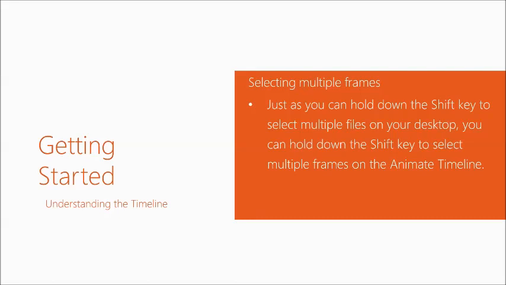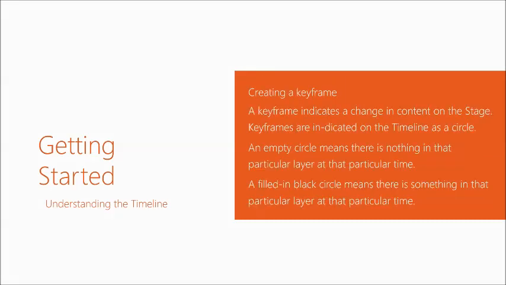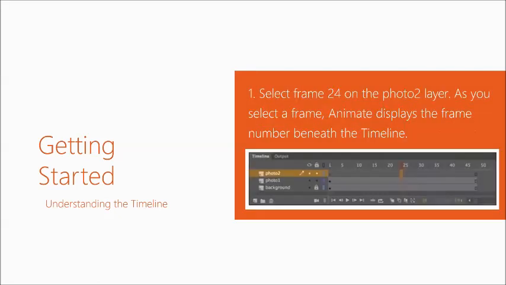Just as you can hold down the Shift key to select multiple files on your desktop, you can hold down the Shift key to select multiple frames on the Animate timeline. And creating a keyframe: a keyframe indicates a change in content on the stage. Keyframes are indicated on the timeline as a circle. An empty circle means there is nothing in that particular layer at that particular time. A filled-in black circle means there is something in that particular layer at that particular time.